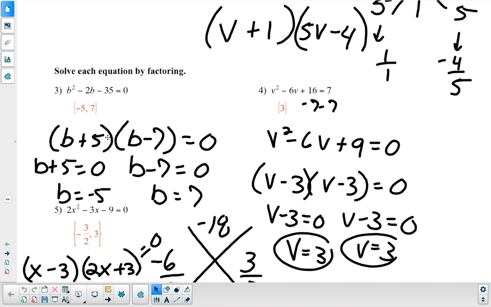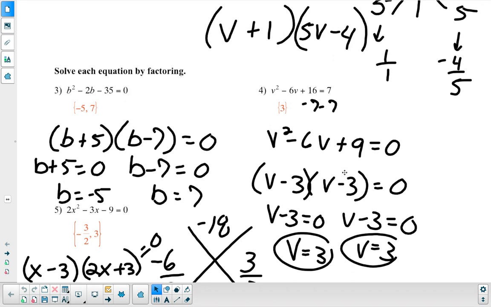We're going to go ahead and set those two expressions or factors equal to 0 because we're going to use the zero product property. And so when we do that, we can go ahead and solve. We're just going to subtract 5 on this side, so we get -5. We're going to add 7 on this side, and so we get +7.